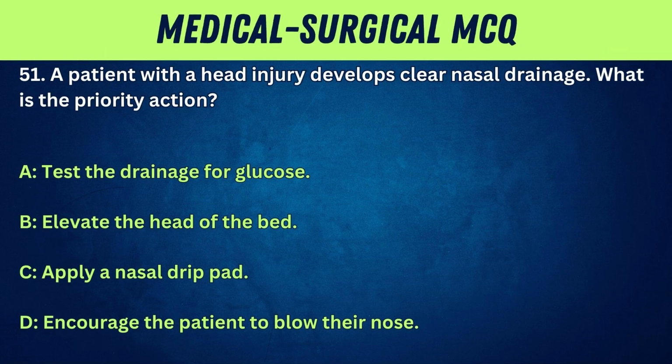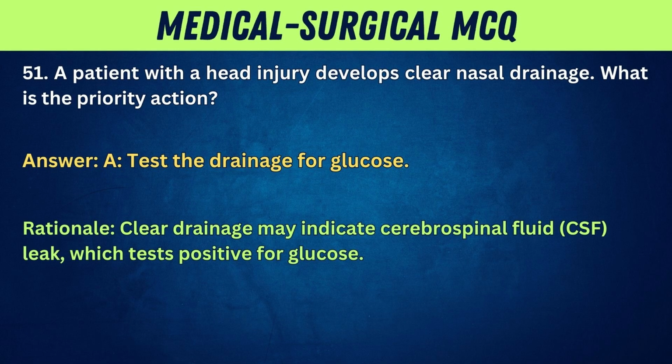51. A patient with a head injury develops clear nasal drainage. What is the priority action? A. Test the drainage for glucose. B. Elevate the head of the bed. C. Apply a nasal drip pad. D. Encourage the patient to blow their nose. Answer: A. Test the drainage for glucose. Rationale: clear drainage may indicate cerebrospinal fluid, CSF, leak, which tests positive for glucose.